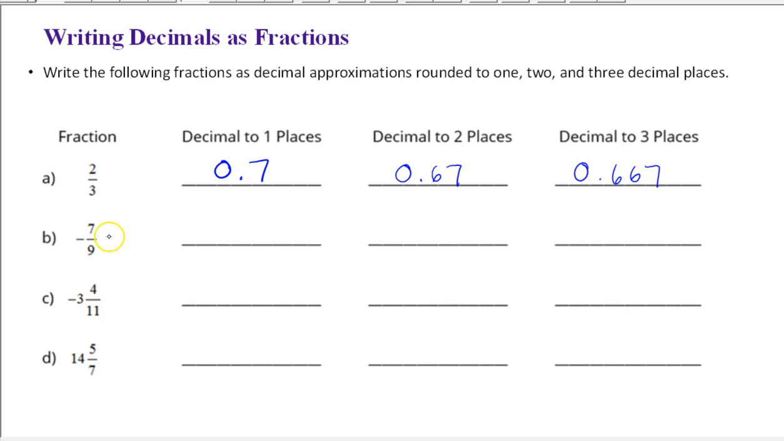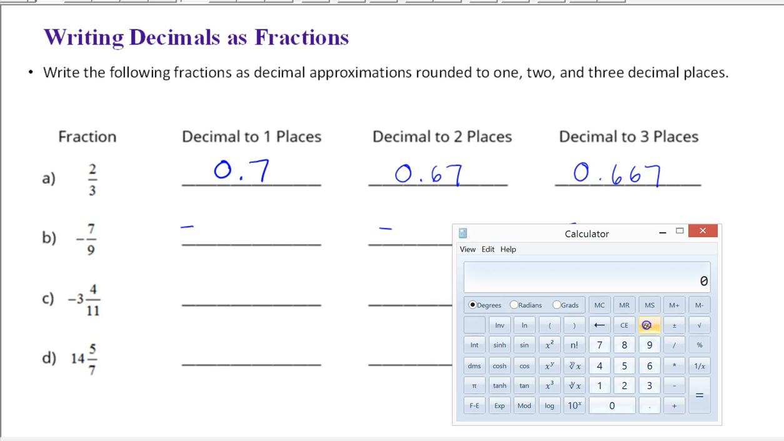Let's look at the next one, -7/9. Now this is negative, but we're just going to put a negative sign in front of each decimal. We can even do that now. We can just focus on the 7/9. So let's divide 7 by 9. Notice this is a bunch of 7s at the end. Again, the calculator is rounding up to 8. So for the first 1 decimal place, we look at the second decimal place. It's a 7, so we round up to 0.8.